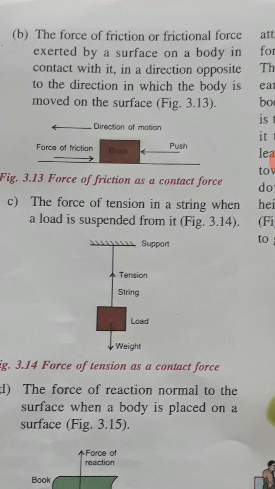If we are trying to push it, then a force of friction will act in the opposite direction of our push. So when a body is trying to move in one direction, there is a force of friction which acts between the book and the table surface. When the book starts rubbing on the table surface, there is a force of friction. So you understand that force of friction is an opposing force. Whenever motion happens, there is a force of friction.